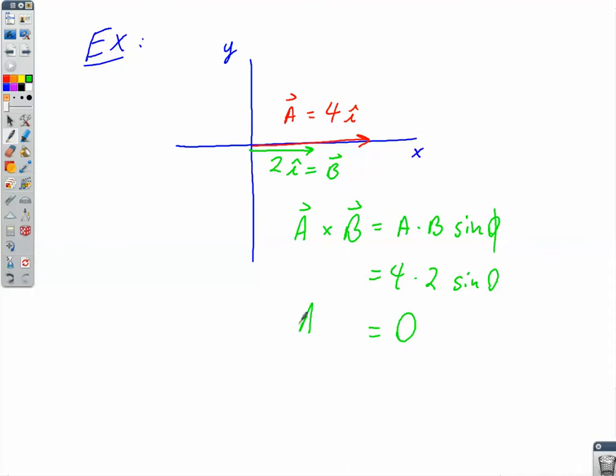So this is a general property of the cross product. If we have any A I hat cross B I hat, if they're going in the same direction, it's always going to be 0.